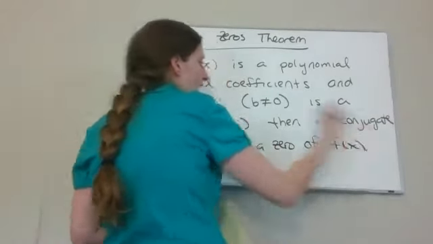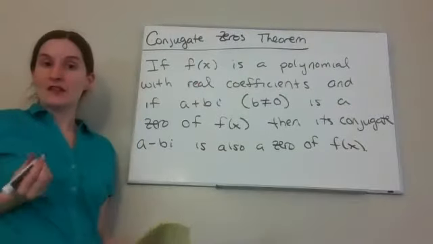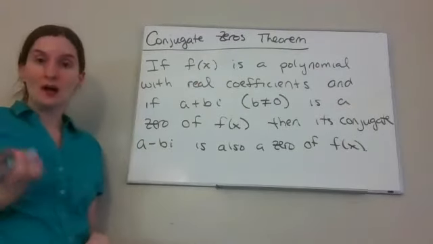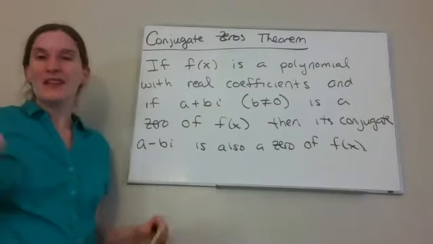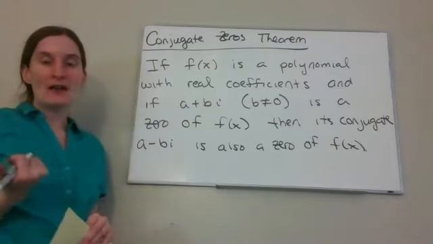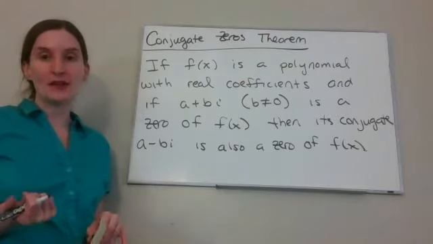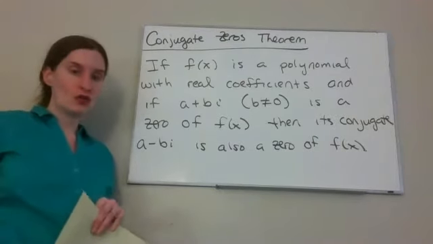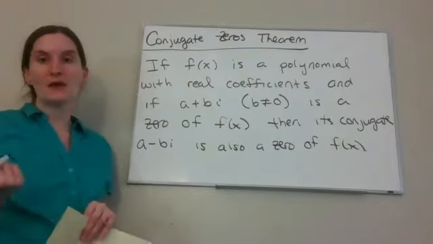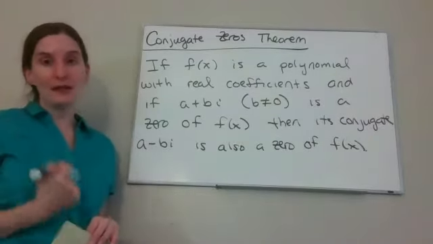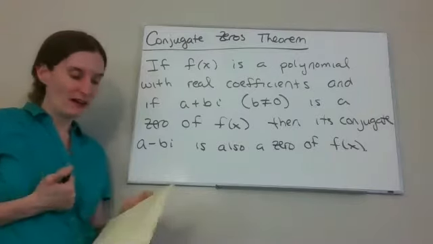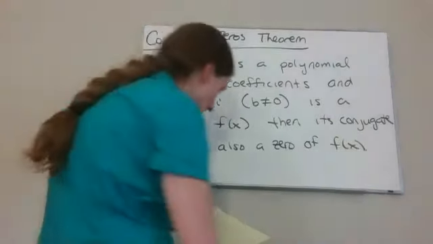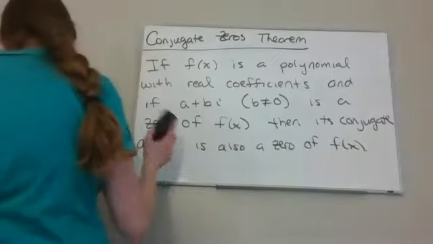of f of x. This just says that your purely complex zeros, the ones that have i's in them, they come in pairs. You have conjugate pairs of zeros. So if you know 2 plus 3i is a 0, then you know 2 minus 3i is also a 0. And this helps quite a bit in finding our zeros. Let's do an example.